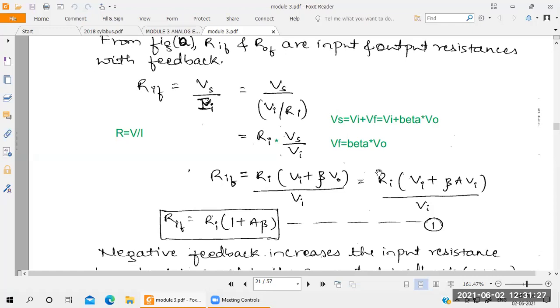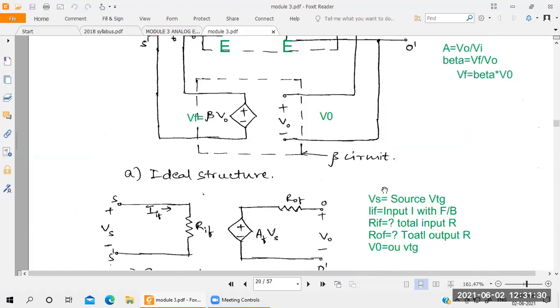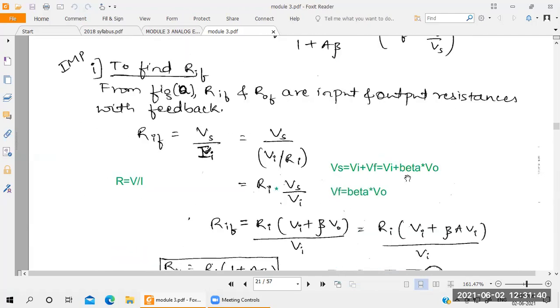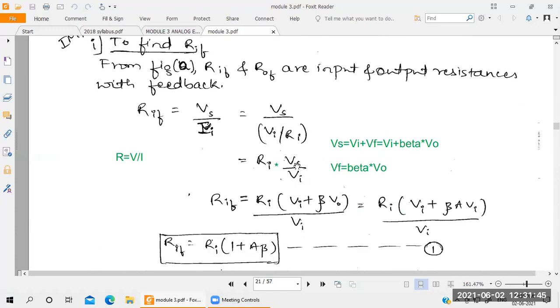Understood? So Vf means what here? Vf is nothing but beta into V naught. Same thing you substitute here. So Vs is equal to Vi plus beta into V naught. Wherever Vs is there, it is input voltage plus Vf voltage. What is Vf voltage here? Beta into V naught. Understood?